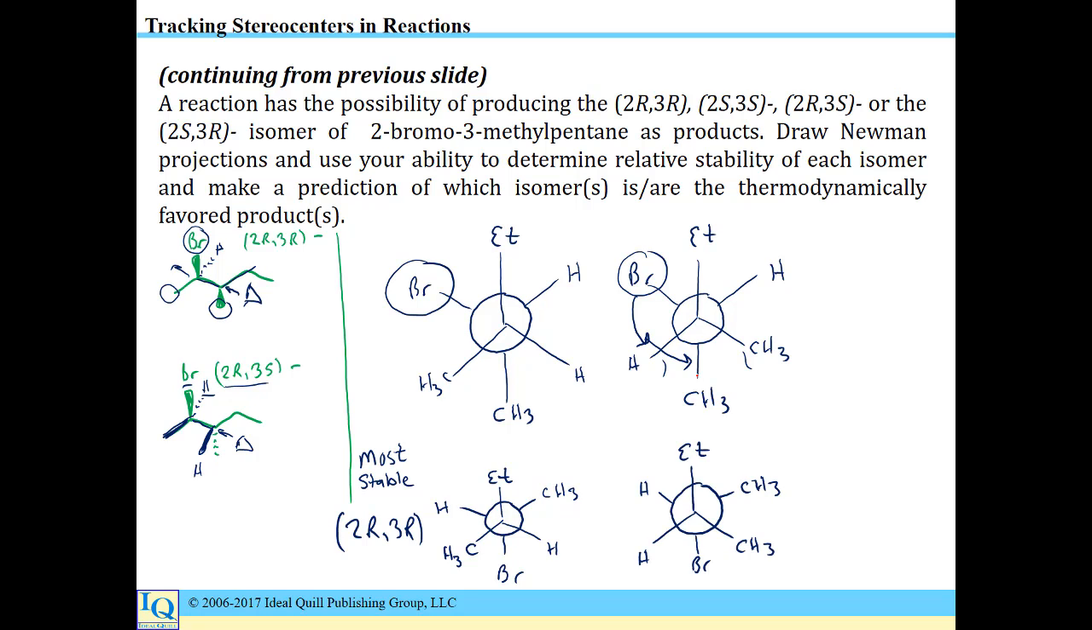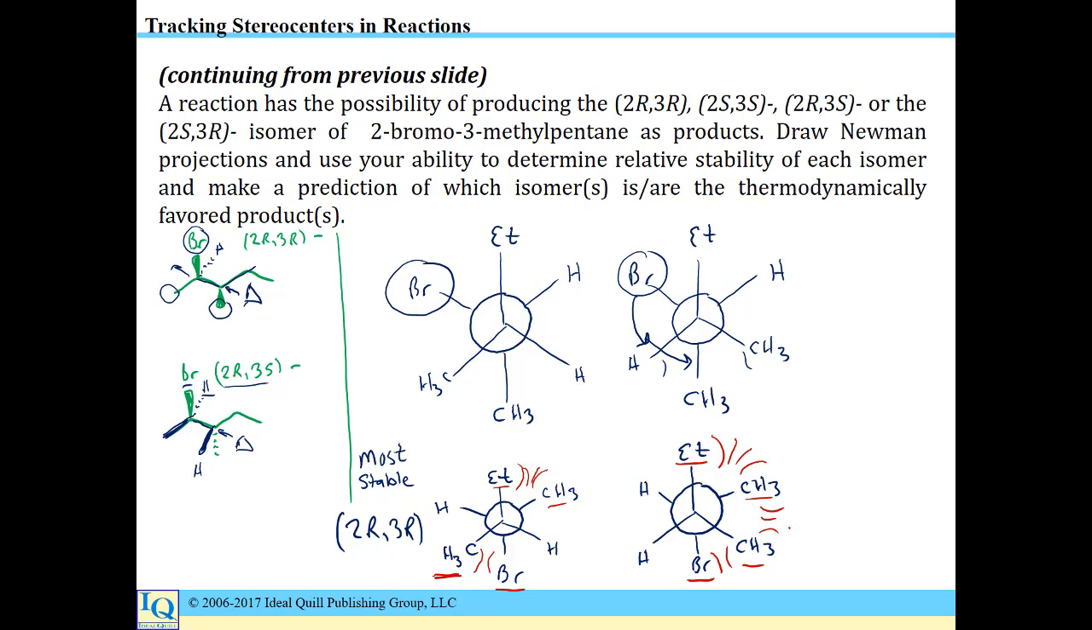Once we have the most stable conformer for each of these isomers, it's time for us to assess the relative stabilities of these by looking at the gauche interactions present. You have a gauche interaction here and here, so two gauche interactions. If we look at the other diastereomer, we still have a gauche interaction between a bromine and a methyl, just like we did over in the RR isomer. We also still have a gauche interaction between the ethyl and the methyl, which we also had over here. But we also have a third gauche interaction in this isomer that was not present in the RR isomer.